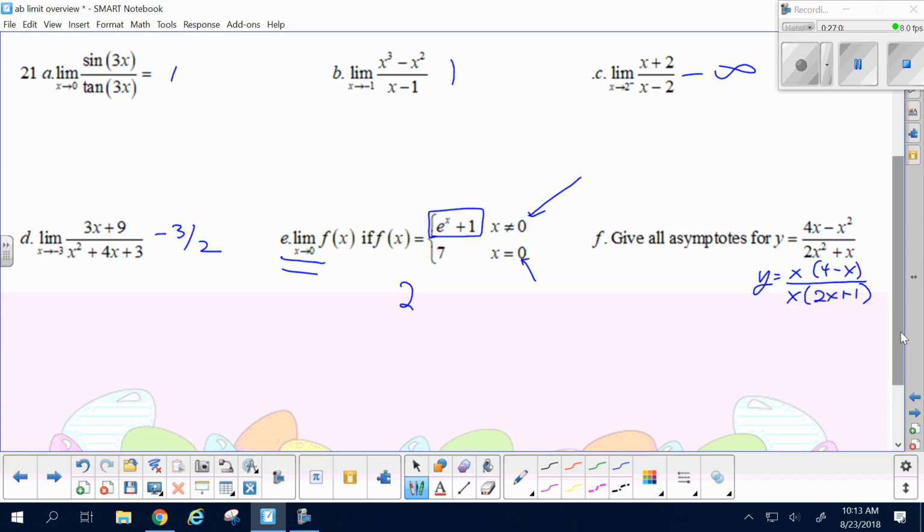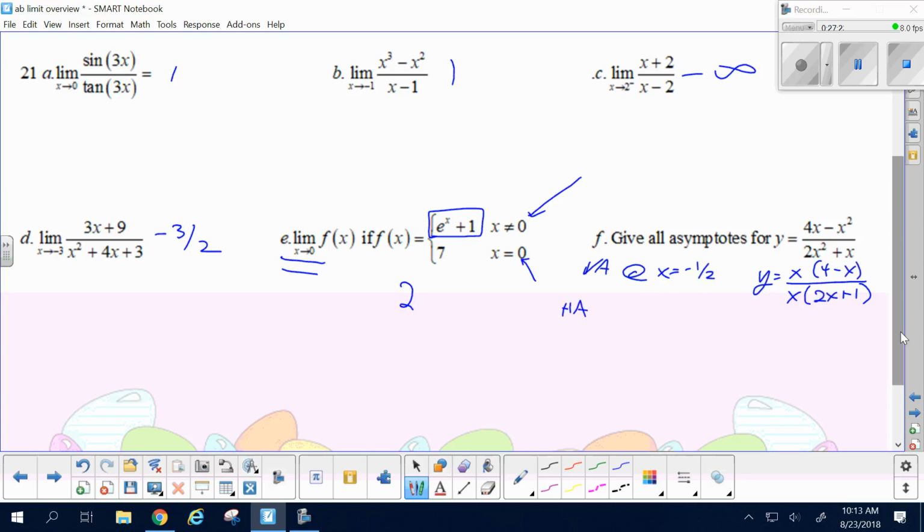All right. How do I approach vertical asymptotes? Vertical asymptotes happen when what? Zero in the denominator, only the denominator. So where is there a vertical asymptote? At x equals negative 1/2.